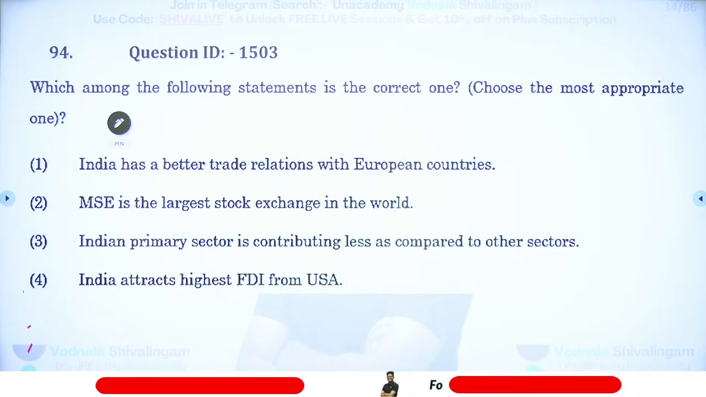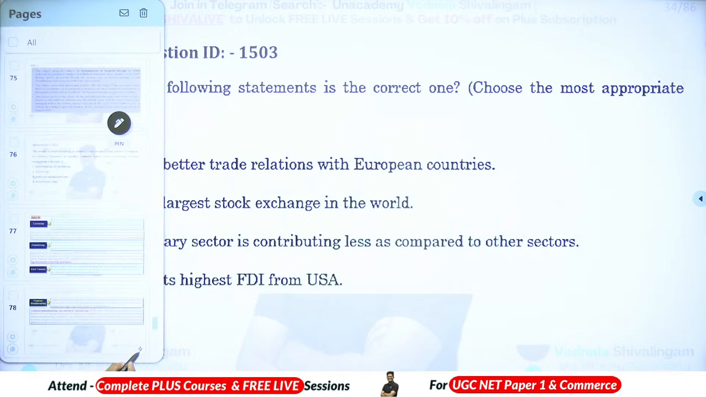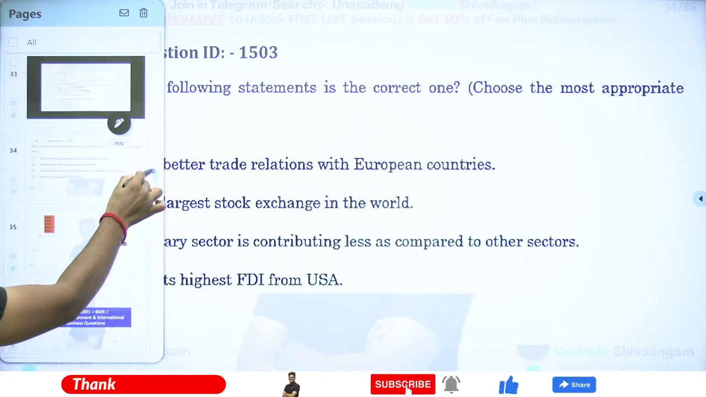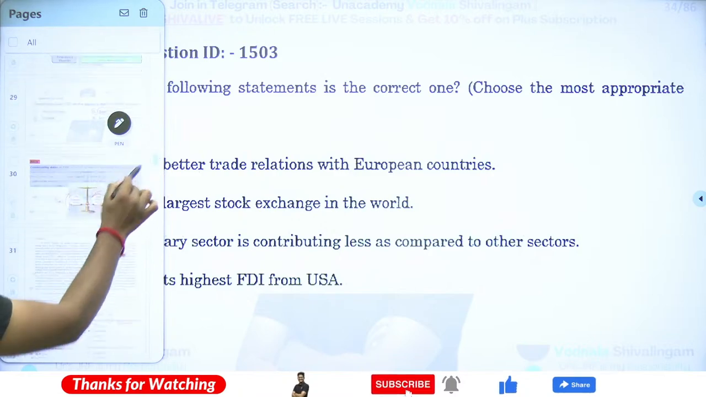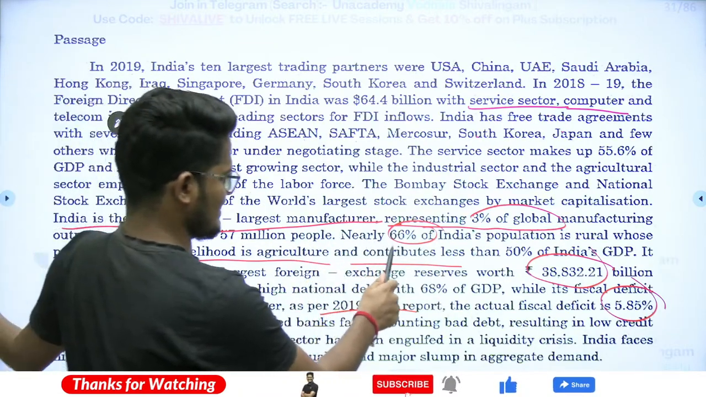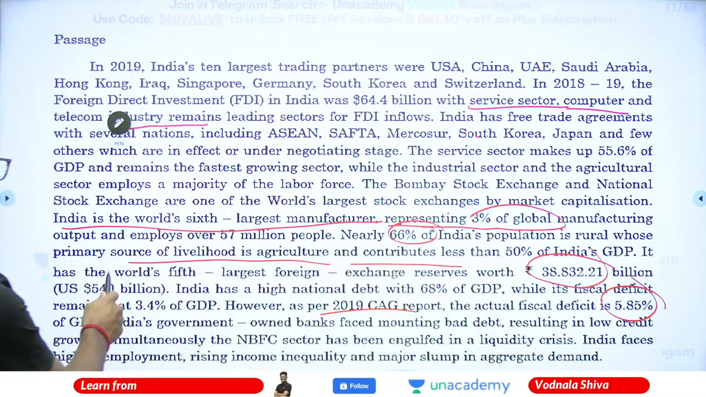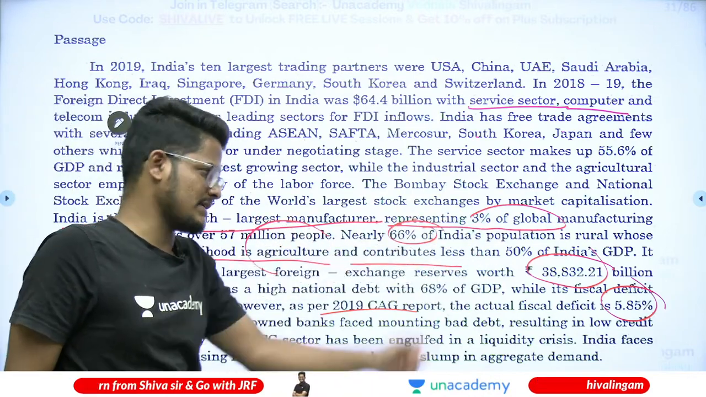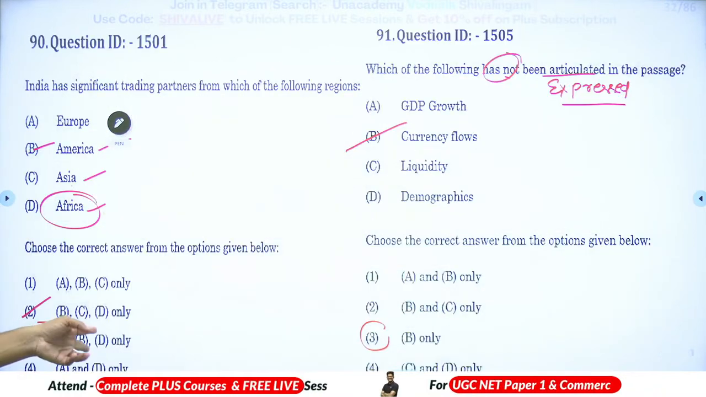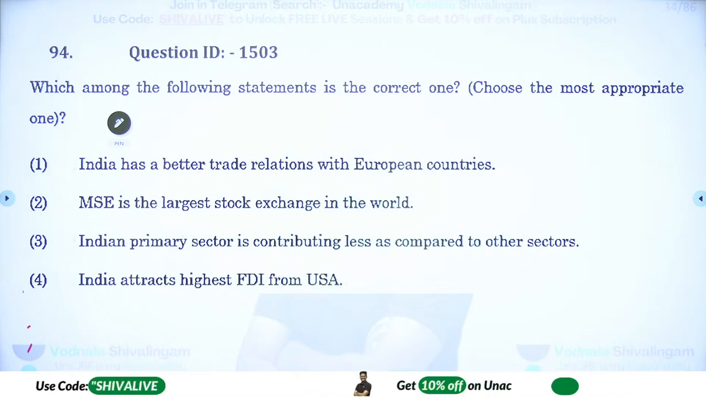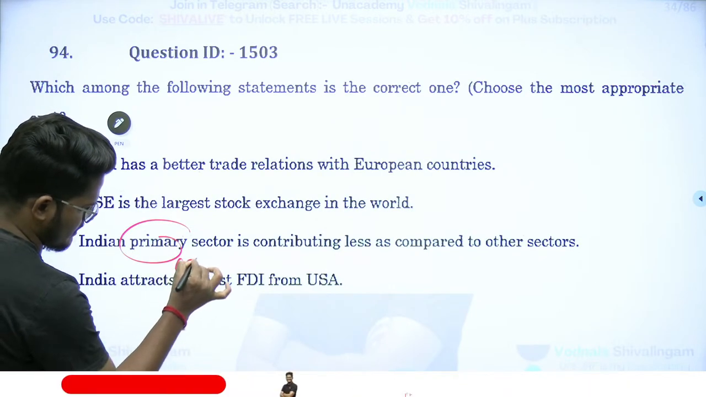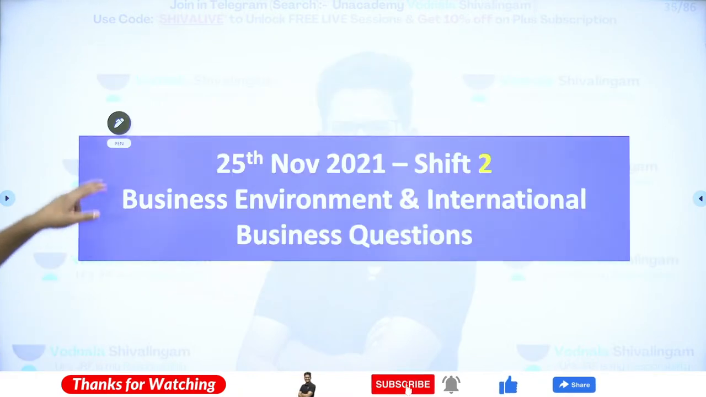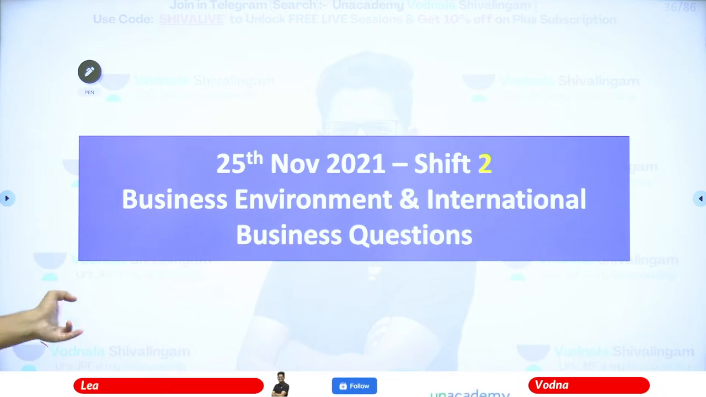Correct, now, because one passage is there. If you carefully observe, in the passage they are saying one line: 66% of the population is rural, whose primary source is agriculture, but the primary sector is contributing less than 50% of GDP in India. So the answer is Indian primary sector, meaning the agriculture sector, is contributing less as compared to other sectors. Right? So shift number one completed. Now to shift number two.